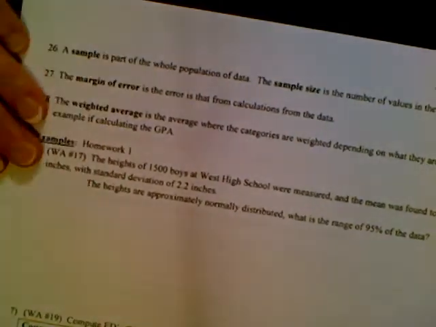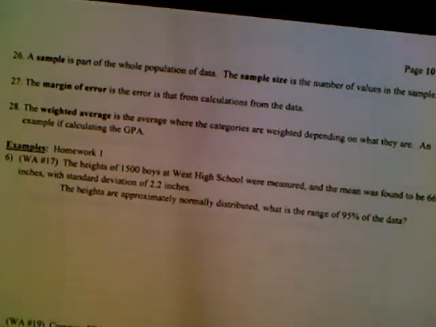A sample is part of a population. Sample size is the number of values in the sample. Margin of error is the error from calculations. Everything has a margin of error; if you're measuring something, you have margins of error. A weighted average is something like GPA, where you have a weight on your averages. We'll calculate some weighted averages in a few minutes. Most things have weighted averages.